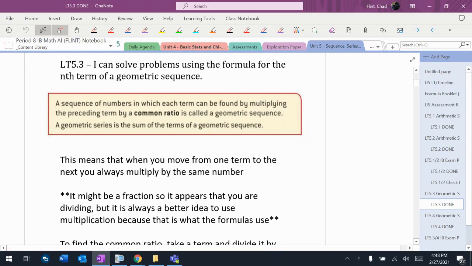So we've done arithmetic sequences, and now we're going to look at geometric sequences. All of this stuff is going to work very much the same. The formulas are just different. And what a geometric sequence is, it moves up by a multiple each time.